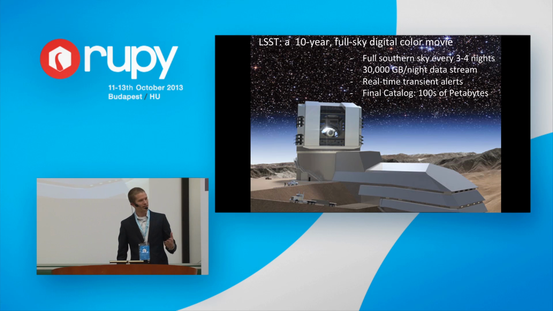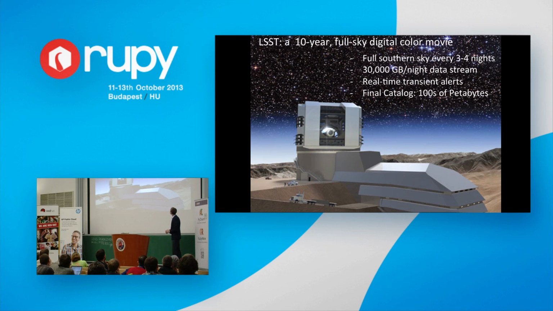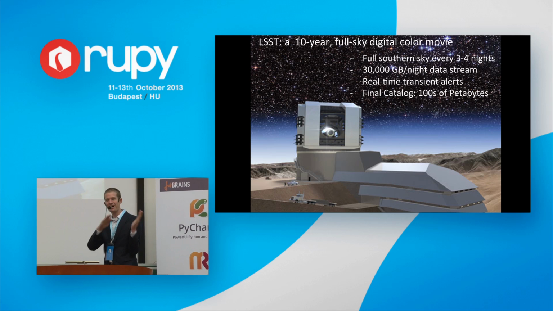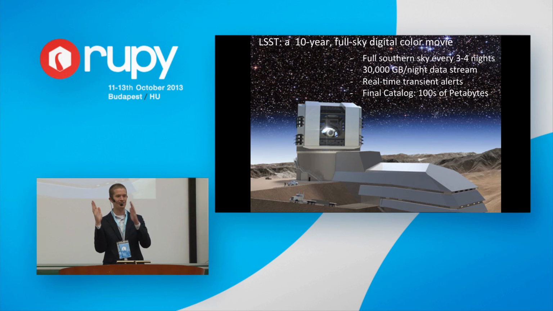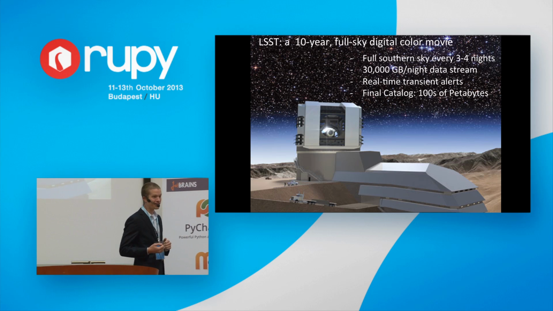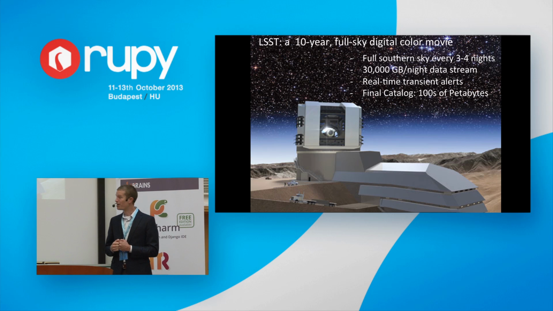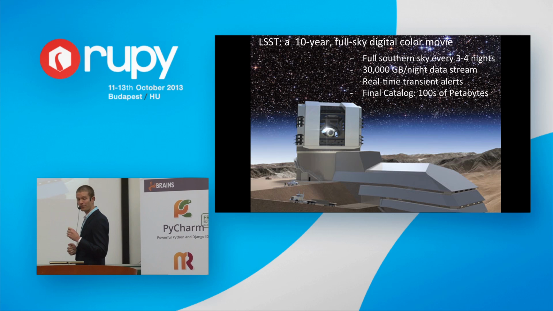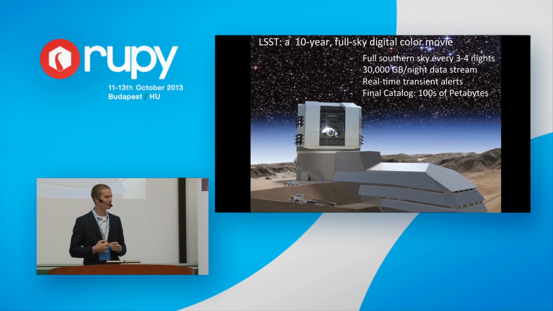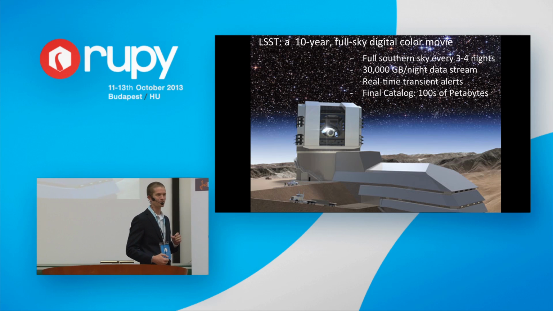So just quick stats on it. It's basically going to do the full southern sky every 3 to 4 nights. So basically scanning the sky, after 3 nights, it will have scanned the entire sky. And that data rate is going to be about 30,000 gigabytes per night that we're going to be processing in real time. An important component of that 30,000 gigabytes a night is that we want to do real-time processing.